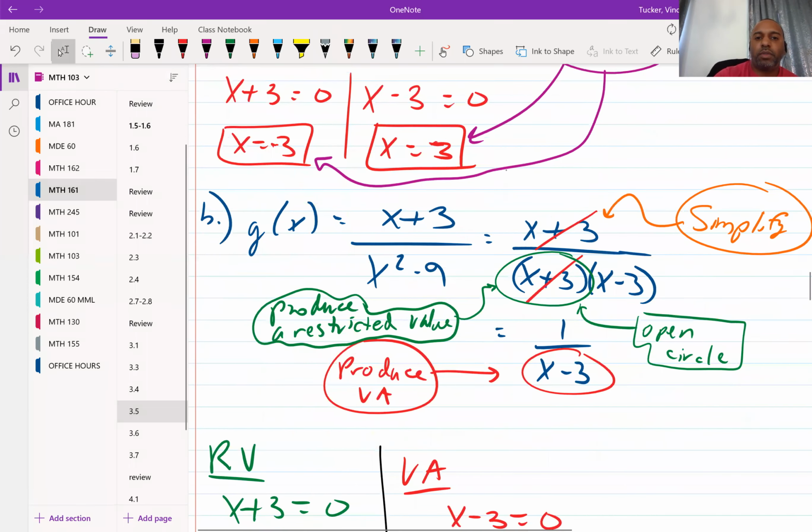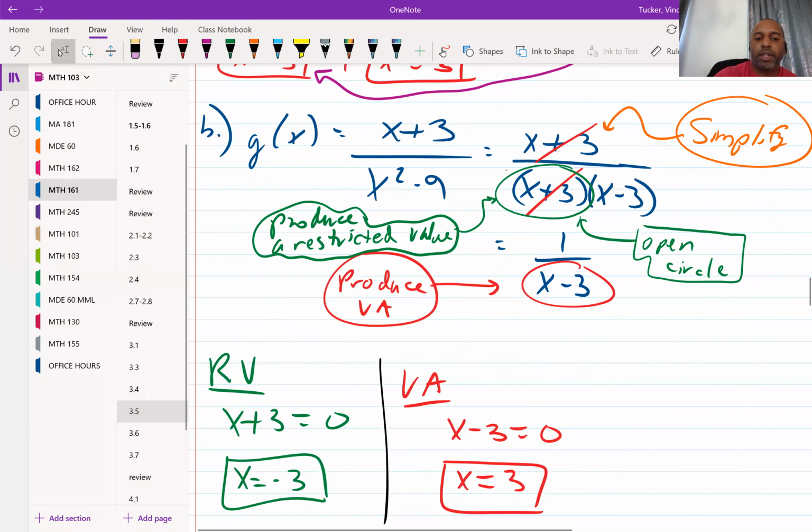All right, so go ahead and set both of them equal to 0 and solve just like before. It's just that once again, that x plus 3 that canceled out produces a restricted value, and the other one, x minus 3, produces a vertical asymptote. So if the problem's just asking for a vertical asymptote, we would leave out the restricted value. Exactly.